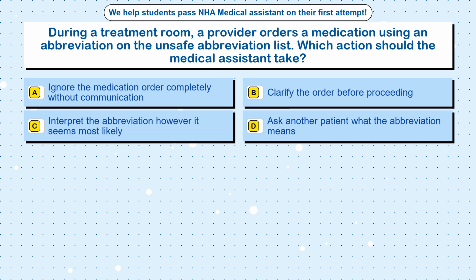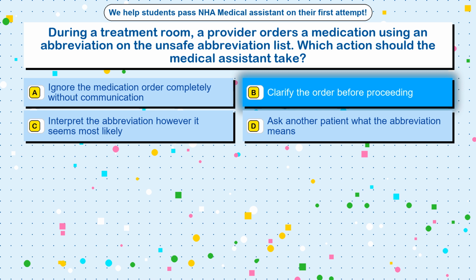Question 28. During a treatment room visit, a provider orders a medication using an abbreviation on the unsafe abbreviation list. Which action should the medical assistant take? Option A. Ignore the medication order completely without communication. Option B. Clarify the order before proceeding. Option C. Interpret the abbreviation however it seems most likely. Option D. Ask another patient what the abbreviation means. The correct answer is option B.